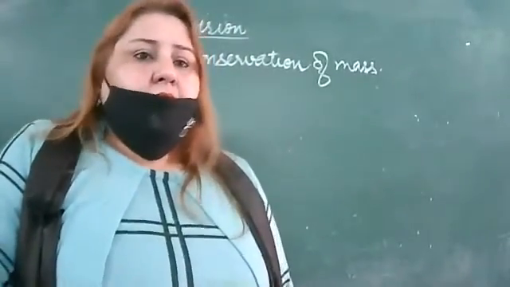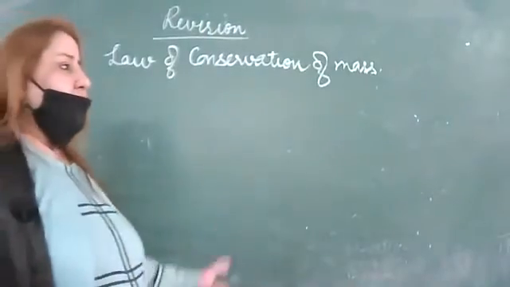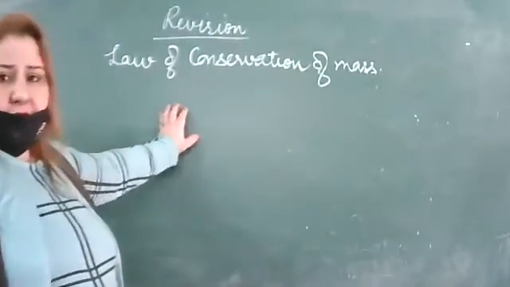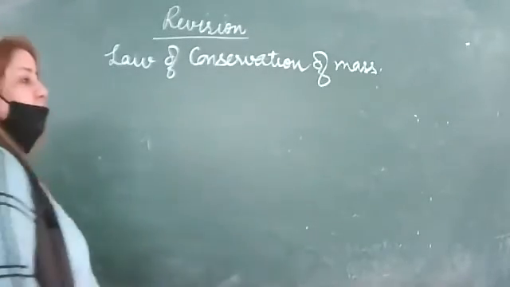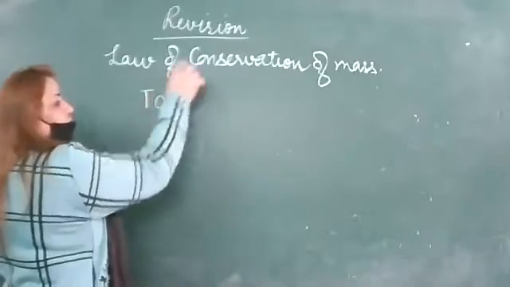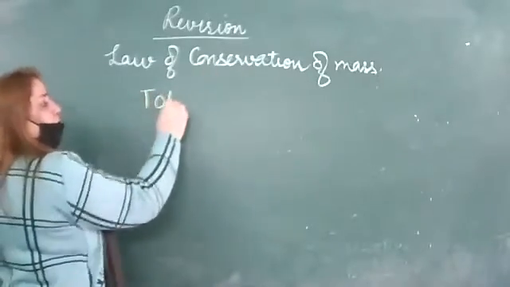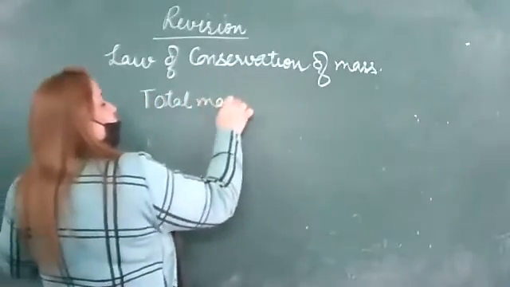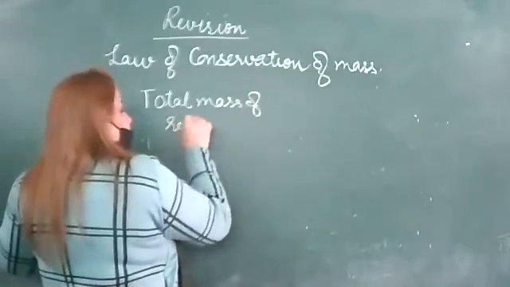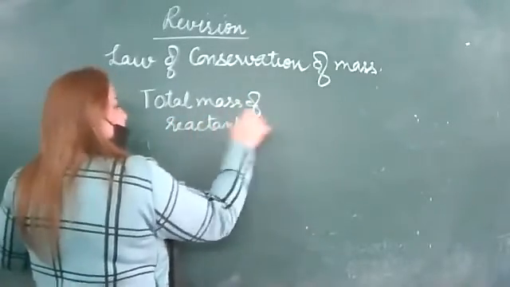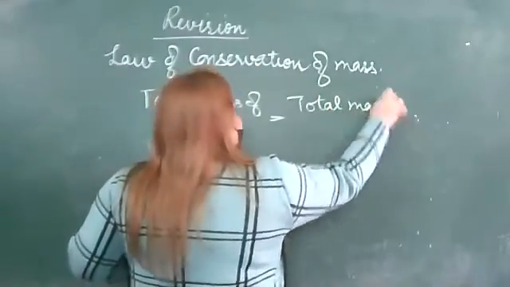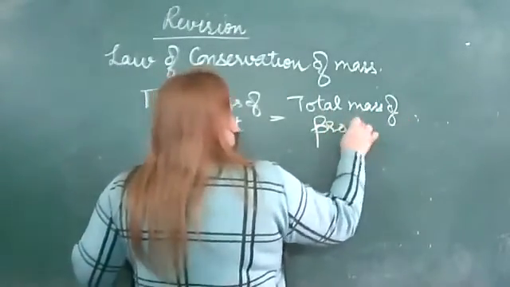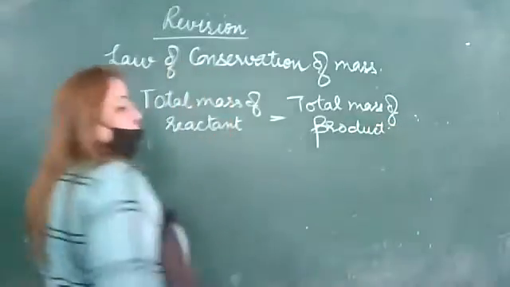Conservation of mass means mass can neither be created nor be destroyed. Total mass of the product is equal to the total mass of the reactant. That means in a nutshell, the law of conservation of mass is: total mass of reactant is equal to the total mass of product. Is it clear?